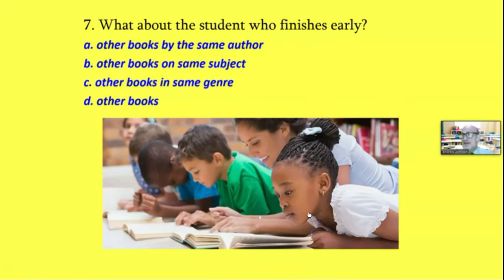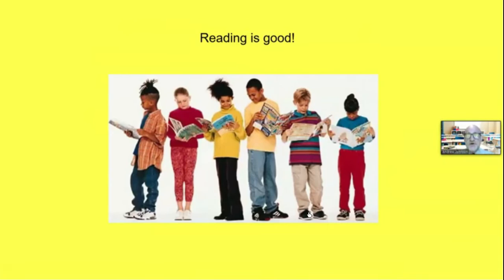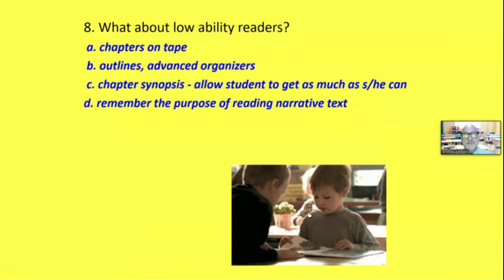Well, you could have other books by the same author for them to read, other books on the same subject or genre, or simply read other books. All things, because reading is good. What about low ability readers if you have a multi-level classroom? And by the way, all classrooms are multi-level. There's no such thing as a homogeneous group of students.